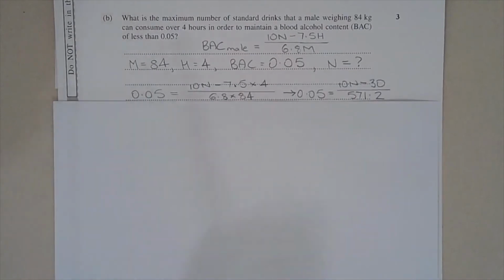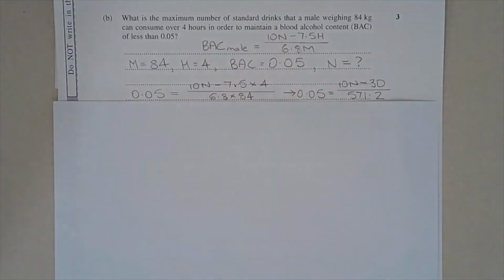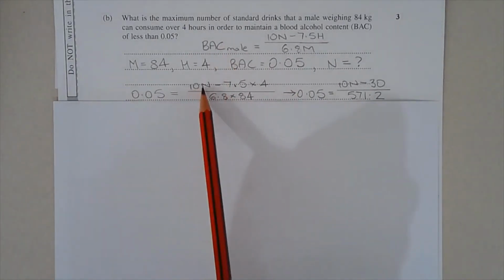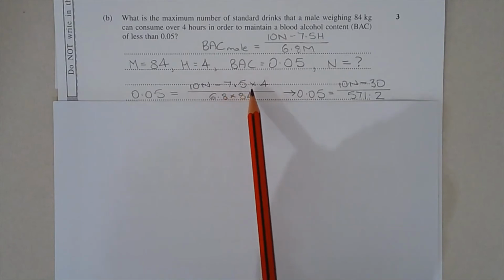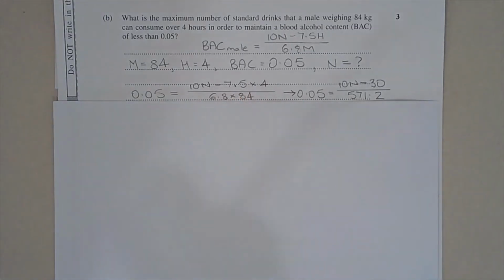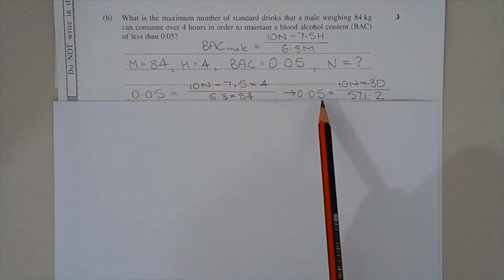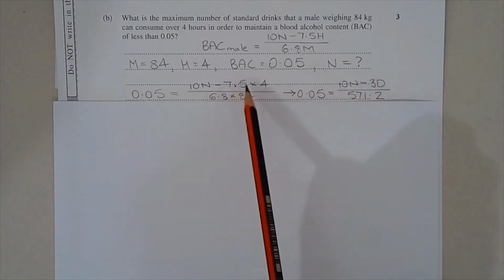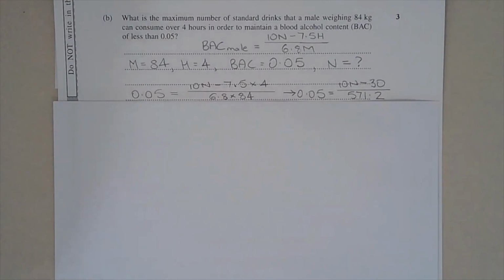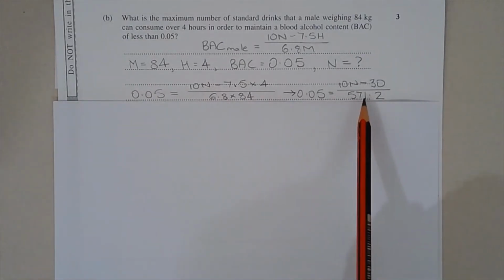So the strategy here is to substitute in the known values into the formula and then make N the subject of the formula. So 0.05, so that's the BAC, equals 10N minus 7.5 times 4, since 4 is the number of hours, all over 6.8 multiplied by 84. And 84, of course, represents 84 kilograms, the mass of the person. So simplifying this fraction somewhat, we have 0.05 equals 10N minus 30, so 7.5 times 4 is 30, all over 571.2. So we need to multiply both sides by 571.2.